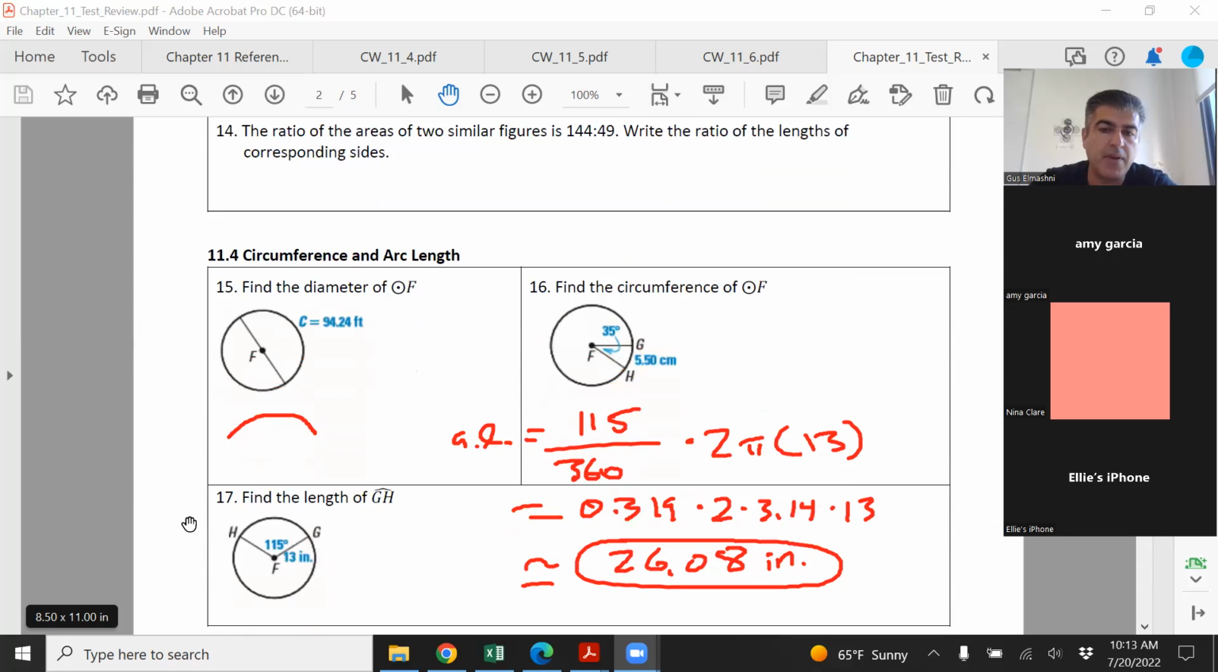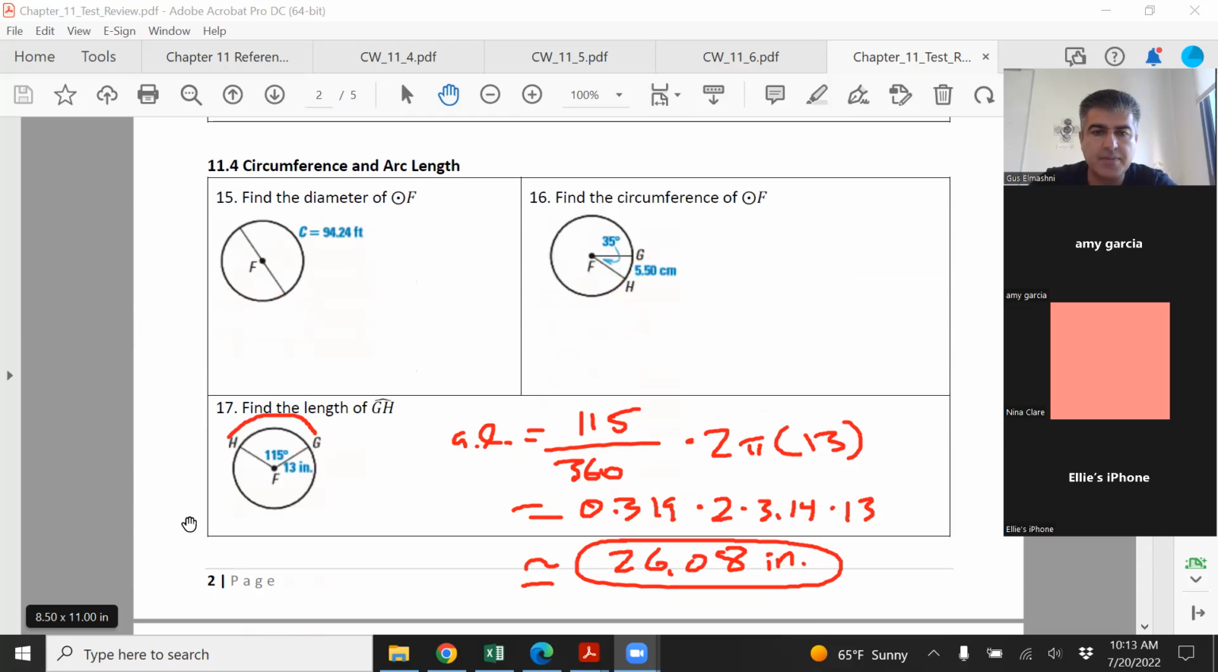It's a very, very basic topic. Circumference is 2 pi r. Arc length is just taking the central angle, dividing by 360, and multiplying by the circumference. Or figure out what fraction you're dealing with, which is determined by the central angle divided by 360, right? Times 2 pi r.